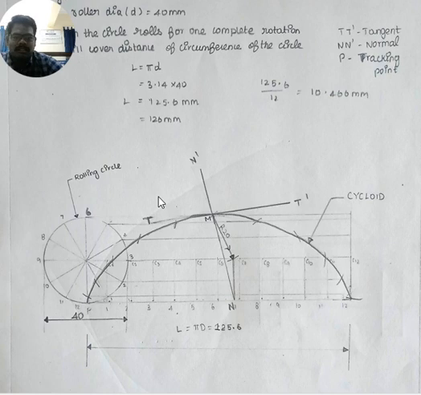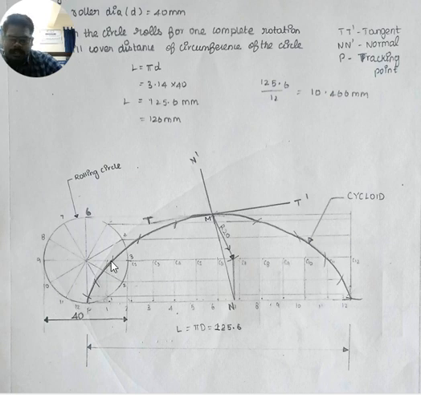Next we are going for the drawings. First draw the circle based on the given data. The roller diameter is 40 mm, so in your compass you have to take 20 mm as radius. Then rotate the compass and you will get the 40 mm diameter circle, or 20 mm radius circle.